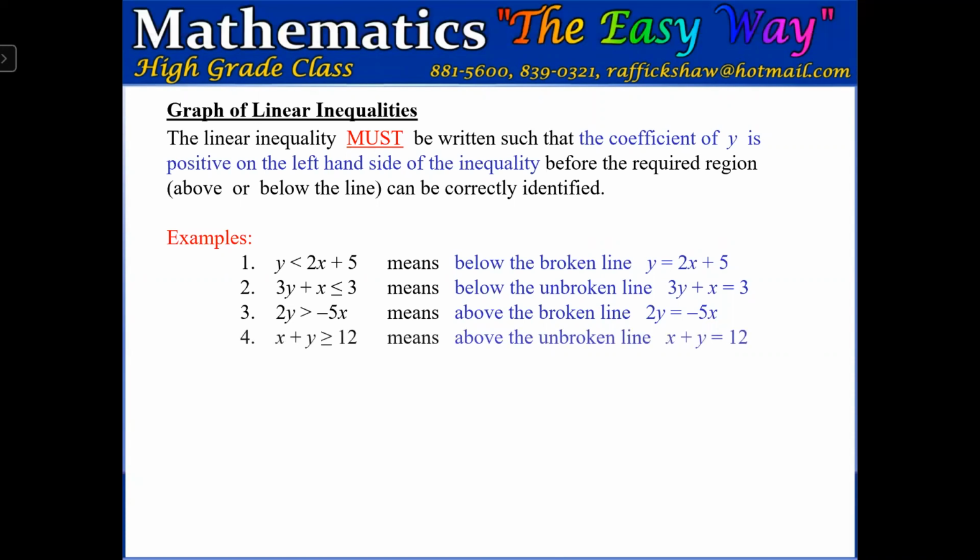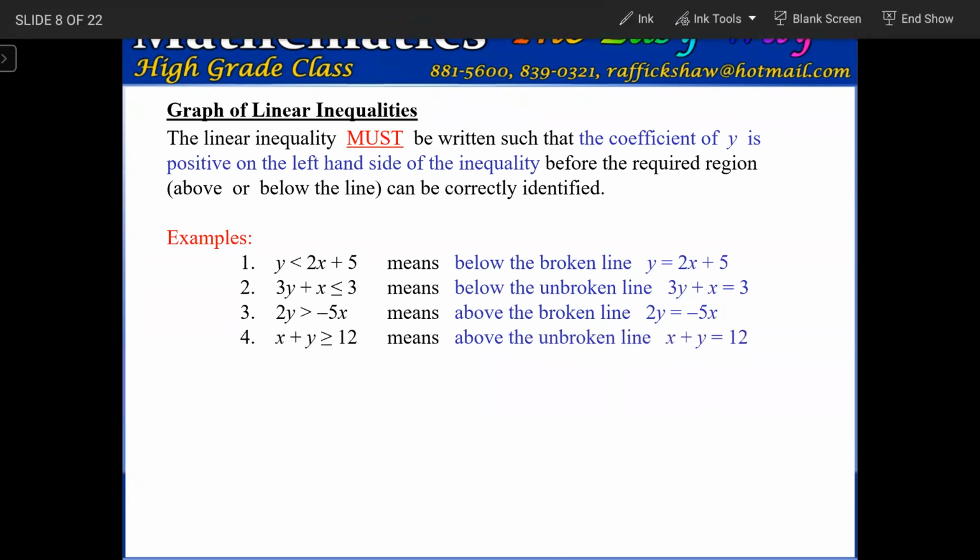Next example is that one. Same thing again. Same consideration. Look where the y is, and look if it's positive on the left side. See there, y over. Greater than or less than or equal to, they always have unbroken lines.